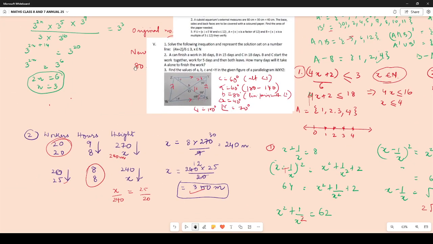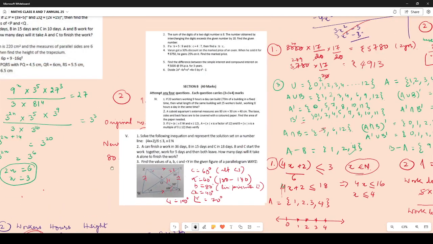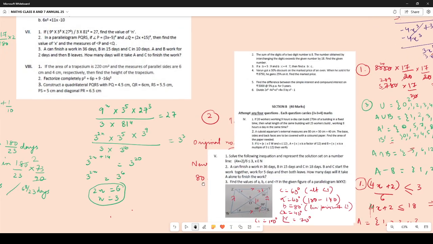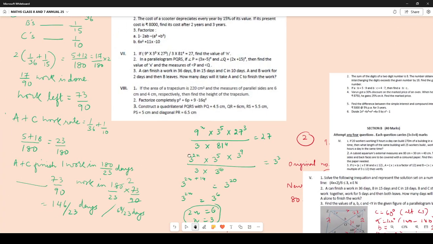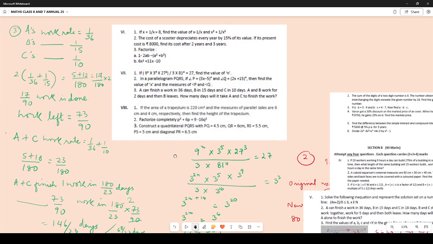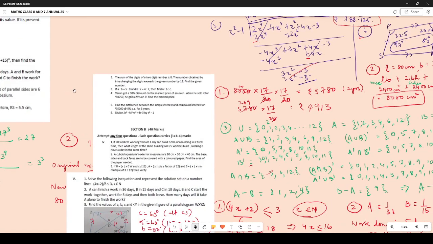Okay, और अब हमारा कहाँ चला गया क्वेश्चन. The cost of a scooter depreciates every year by 15% of its value. If its present cost is 8,000, find its cost after 2 years and 3 years. Yeah. So 8,000 rupees depreciate होता है हर बार 15%. 15% depreciation means what? 15% depreciation का क्या मतलब है?